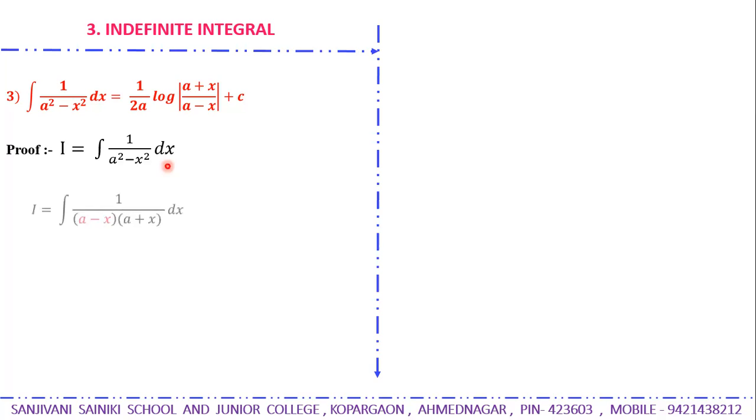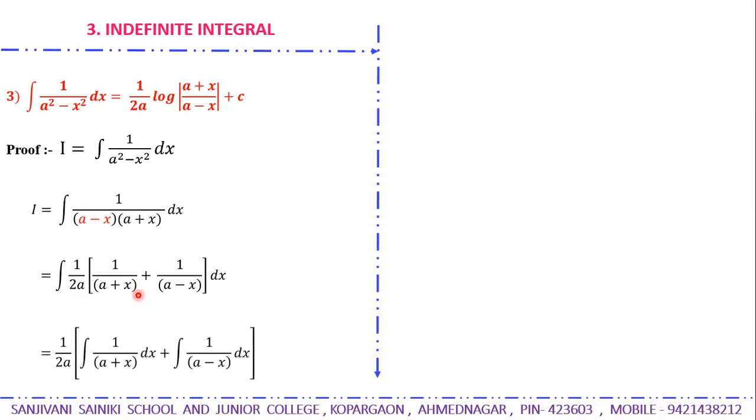So consider again, we will factorize it, 1 upon a minus x and a plus x. I can write them as 1 upon a plus x plus 1 upon a minus x. Okay, so after adding, the x's will cancel each other and we get 2a. This 2a will cancel with this 2a and we will get the same integrand. Okay, now separate the integrals. Integral of 1 upon a plus x plus integration of 1 upon a minus x.